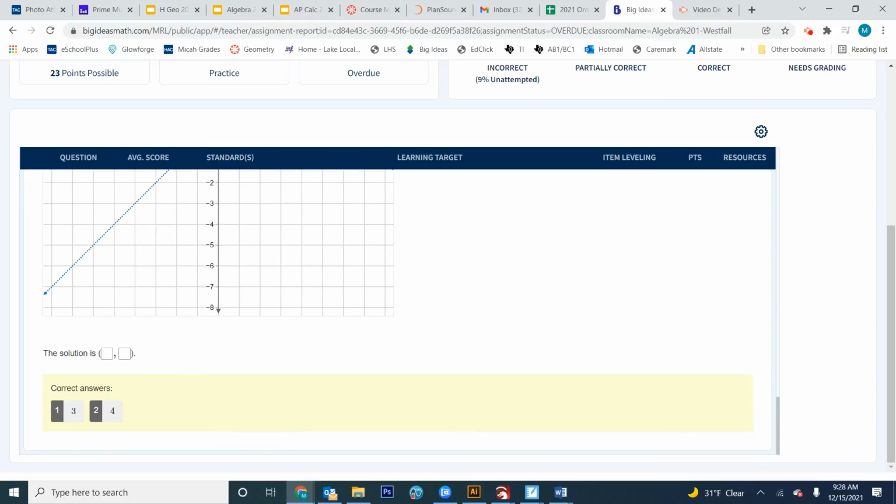Where's that at? When they wanted the solution here, the ordered pair is 3, 4. Just put 3, 4. No comma, no parenthesis. Okay? It's just like the x and the y-intercept, right? Just put the number.